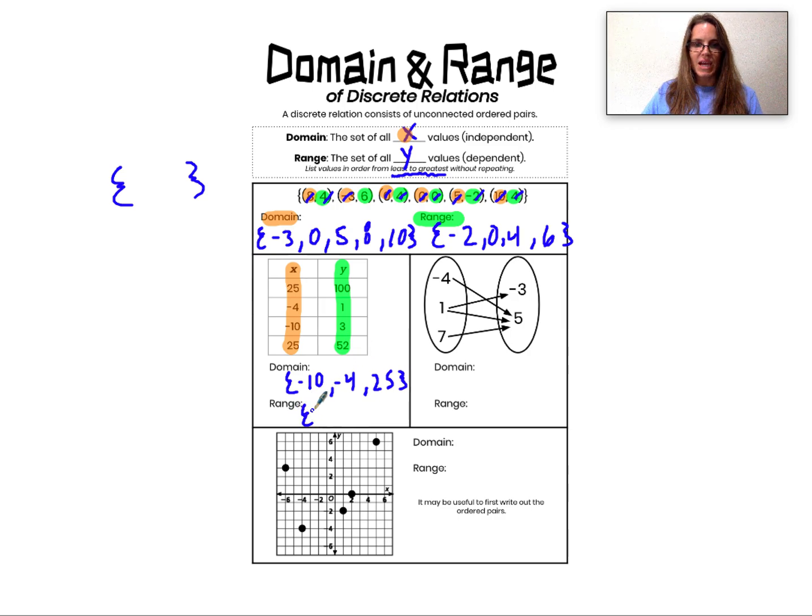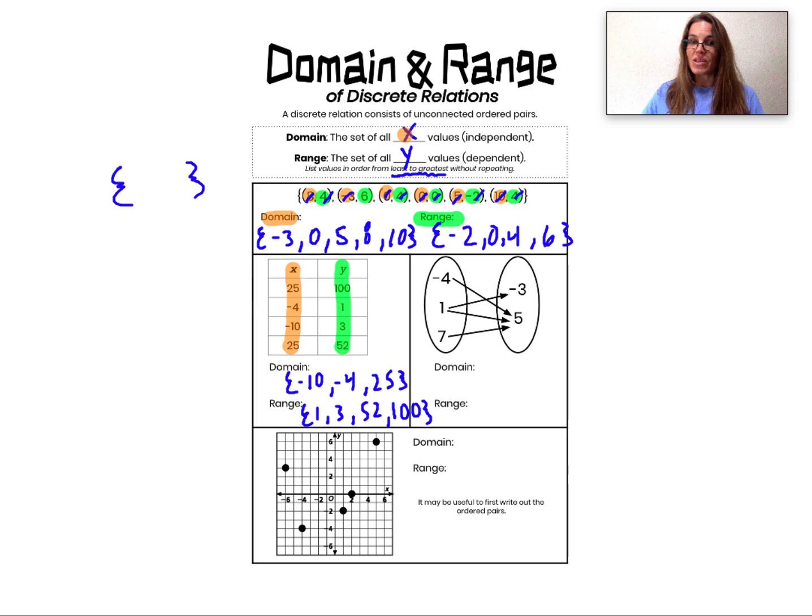Next up is my range. Smallest possible y value is 1. y can be 3. y can be 52. And then my last possible y value is 100. All right, curly brackets to indicate a set, and I am done with my table relation.